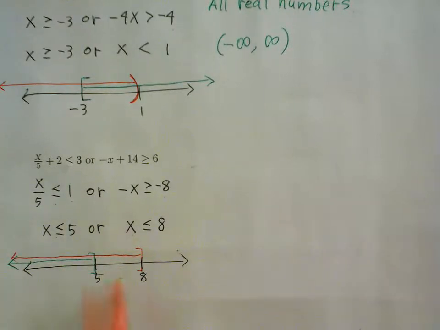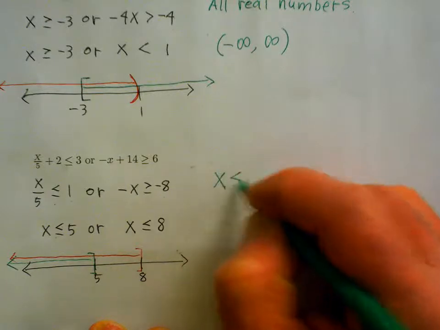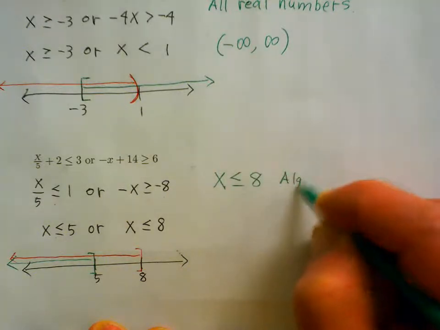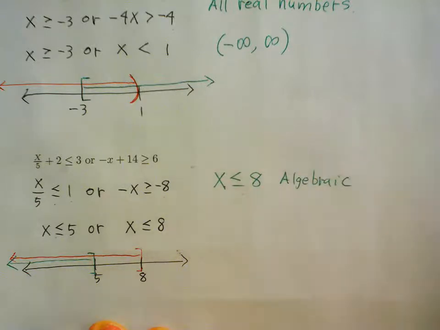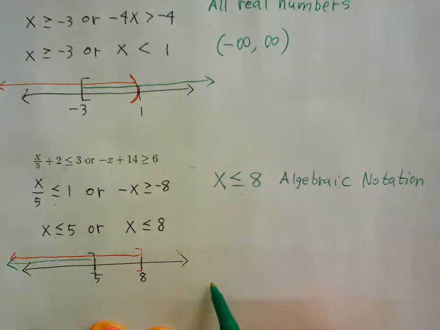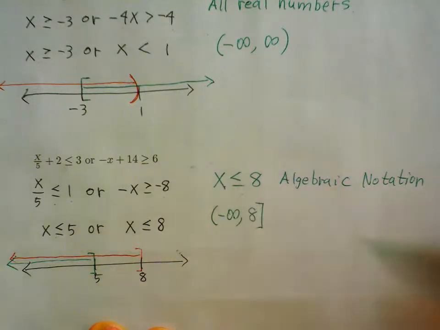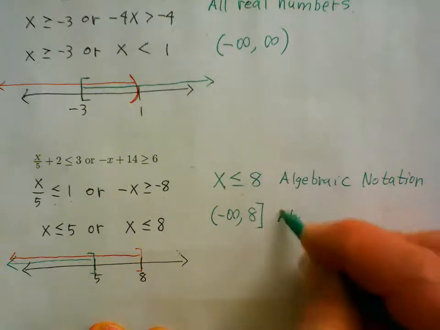So the union of the two sets are just the numbers less than or equal to 8. Okay, so the answer, x is less than or equal to 8. That's the algebraic notation. And the interval notation, negative infinity, comma 8, bracket. Sorry, that's the interval notation.